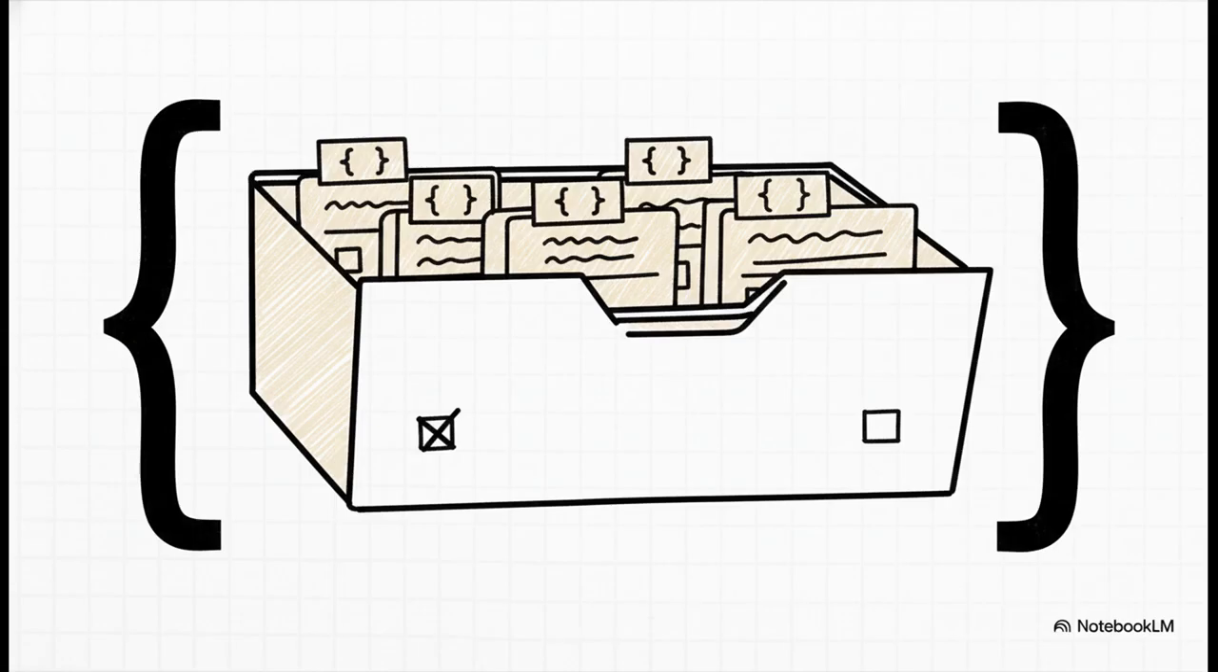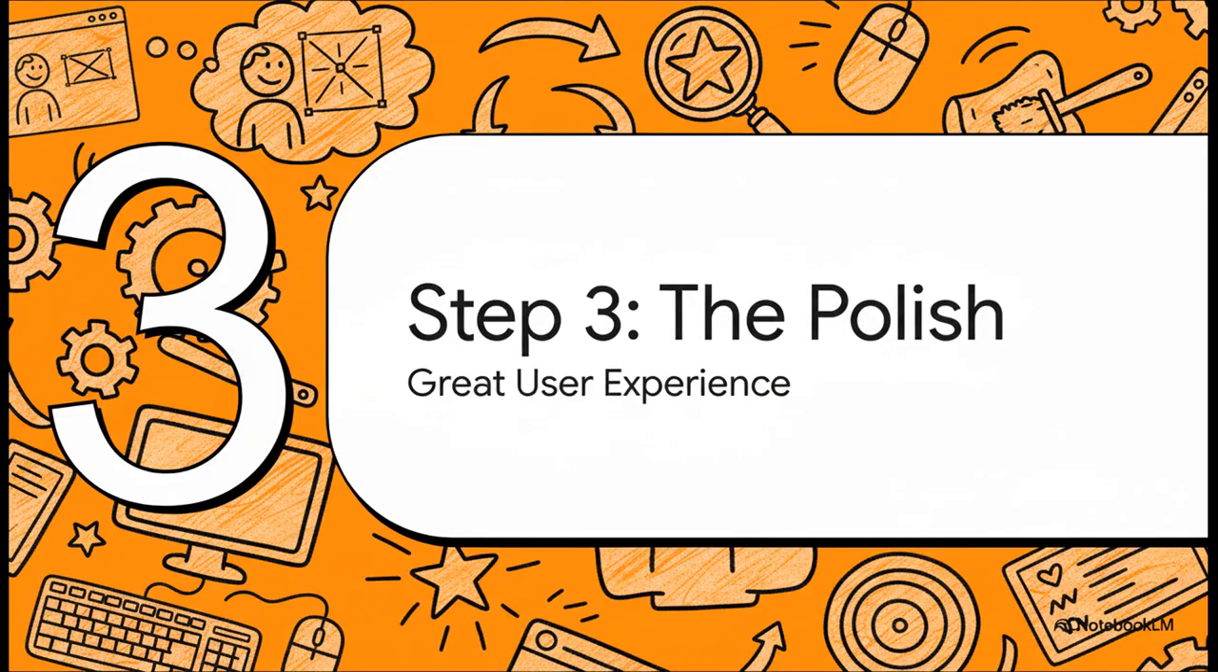That folder can hold all the details, like the task description and whether it's been completed or not. Okay, great. The code works, it functions, but is it actually nice to use? That brings us to step 3, the polish. This is where we stop thinking just like a programmer and start thinking like a real person using our app. And trust me, a little bit of polish goes a very, very long way.